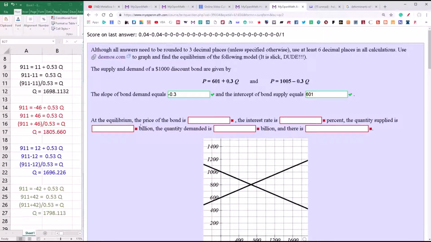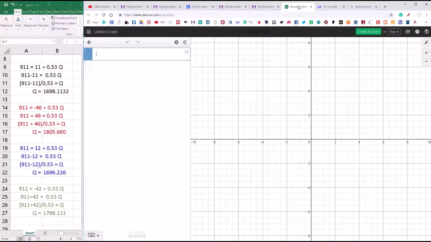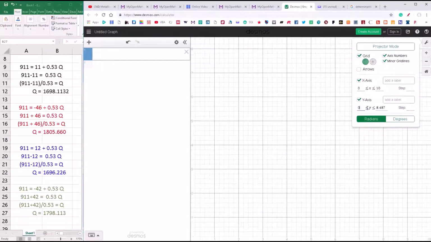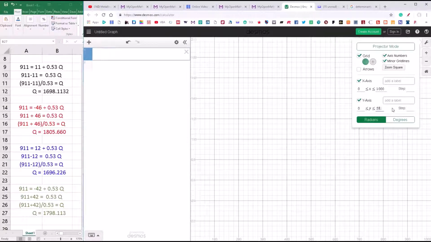Now at the equilibrium, we want to know the price of the bond. One way to do this is to use this website called Desmos.com. It's really slick. What you want to do maybe is set the axis both at 0, and then set these out at, say, 1,000. Maybe this one's 2,000.